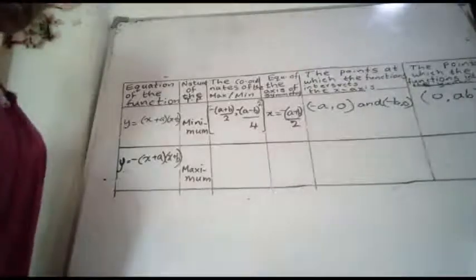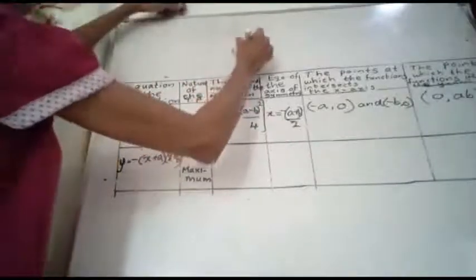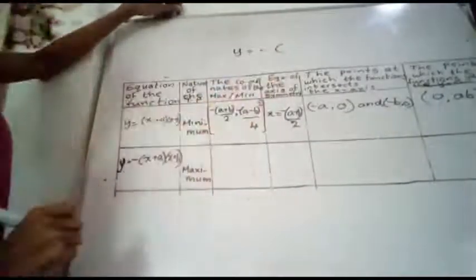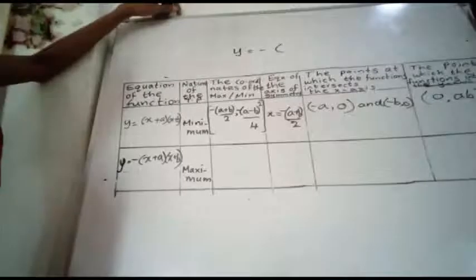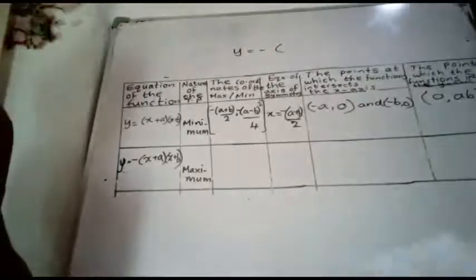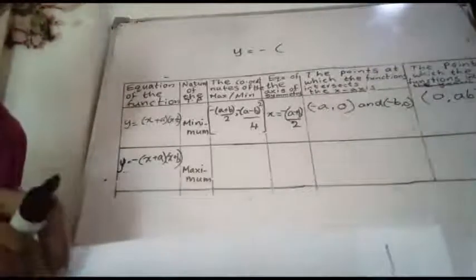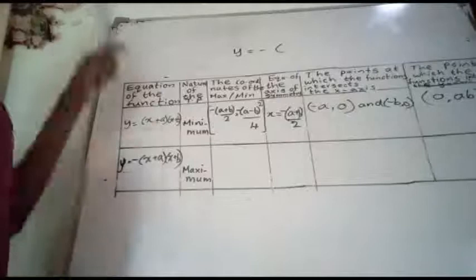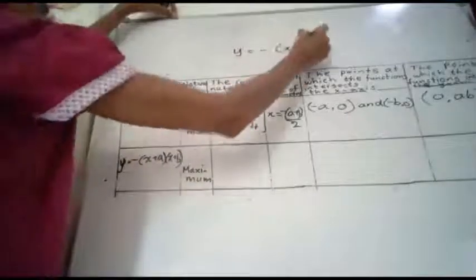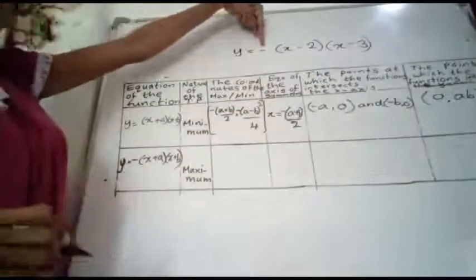What is the equation of it? y equals negative, here please tell me what the equation is. y equals negative (x minus 2)(x minus 3). The sign is negative here.